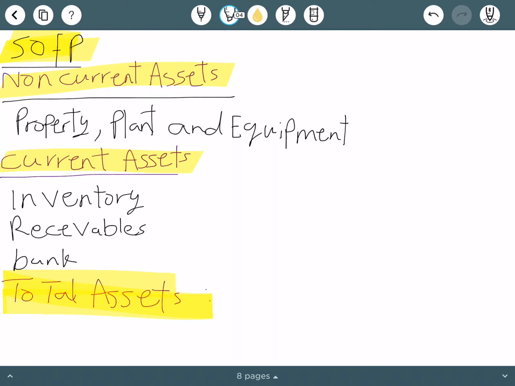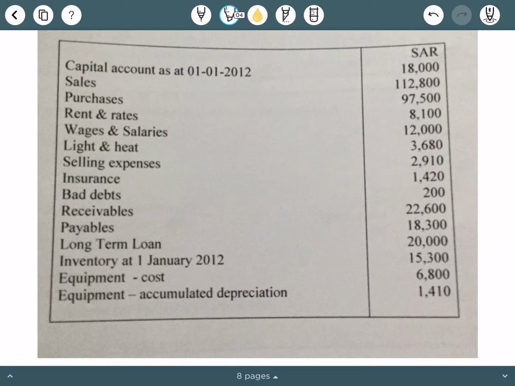Okay, so in the non-current assets, we have a property, plant and equipment. So how I'm going to work that out? So here I have an equipment, and then I have an accumulated depreciation. So this has a working.